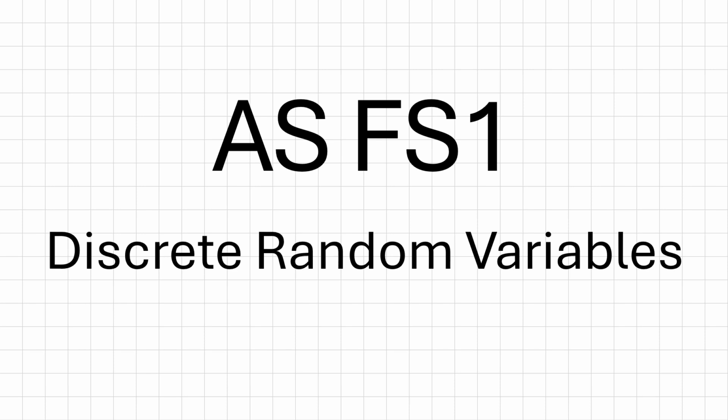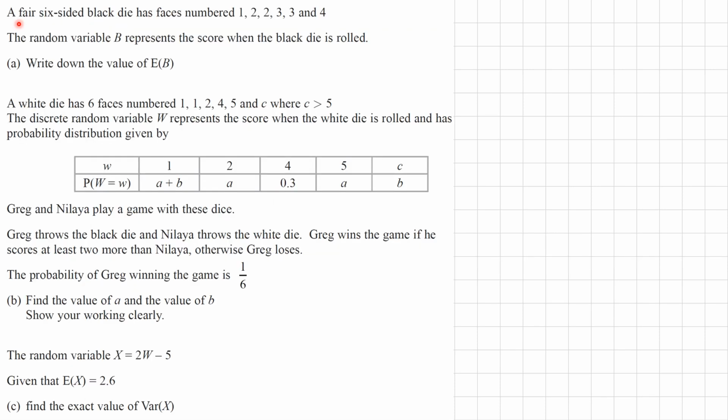This is an AS Further Statistics 1 question on discrete random variables. A fair six-sided black die has faces numbered 1, 2, 2, 3, 3 and 4. The random variable B represents the score when the black die is rolled. Part A: we want to write down the expected value of B, E of B.